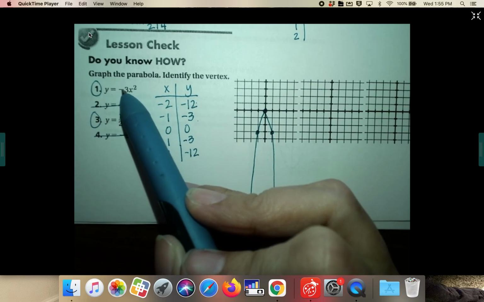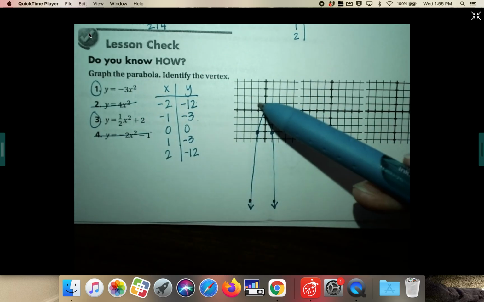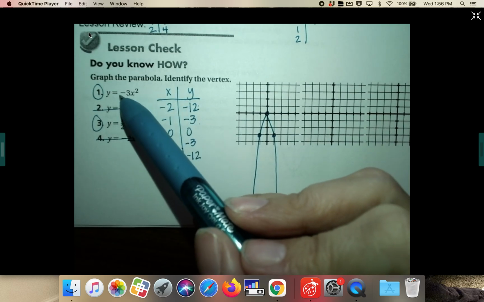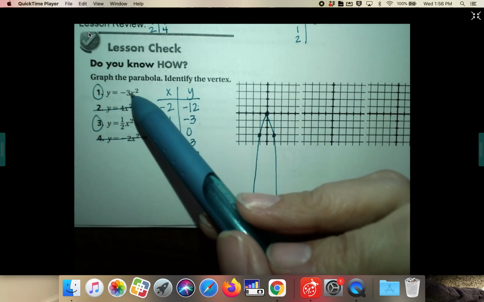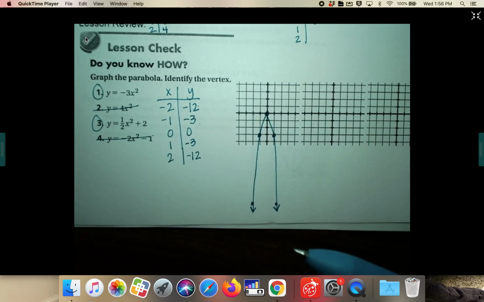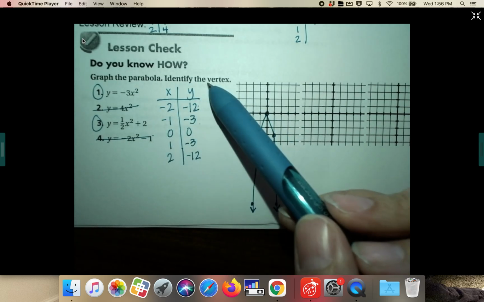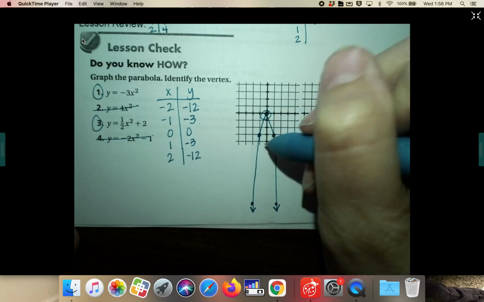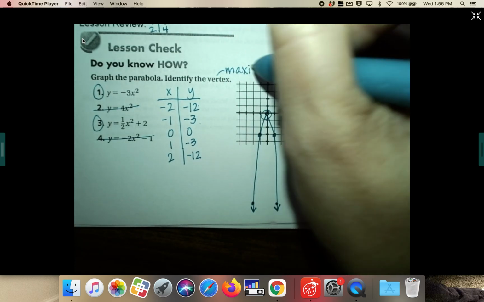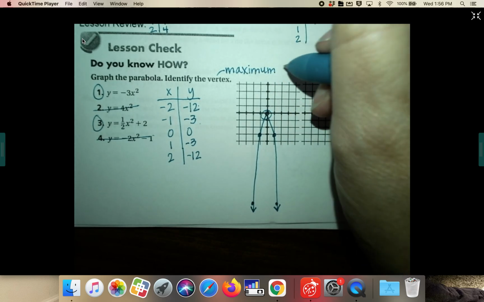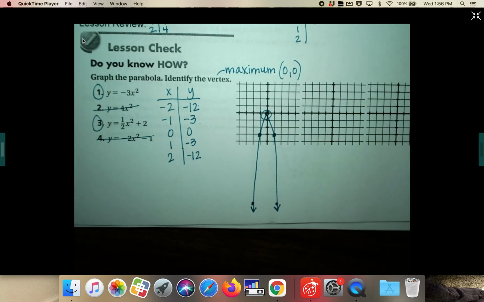The other thing you should have known is that it was going to open going down because it is a negative. So before you even graph these, it's a great idea to get in your head a picture of what you think it might look like. Okay, let's identify the vertex. It's right here. It's a maximum. It's a maximum vertex, and the vertex is at 0, 0.